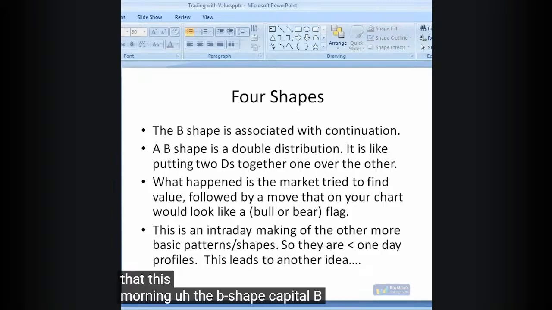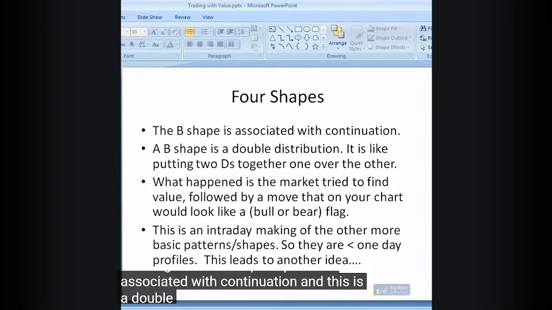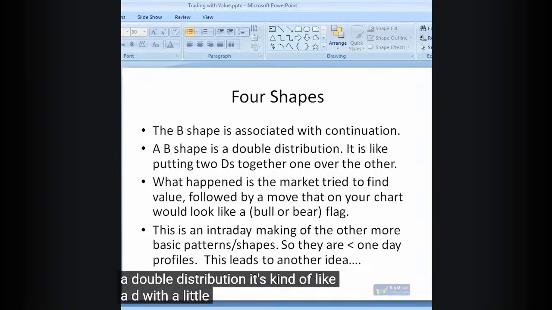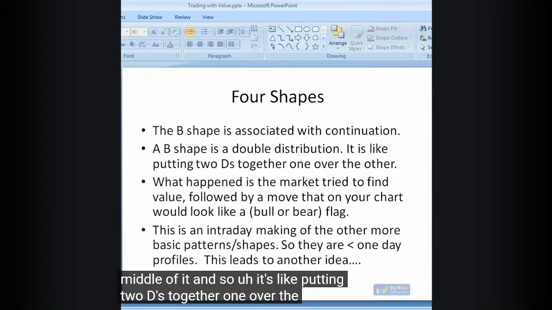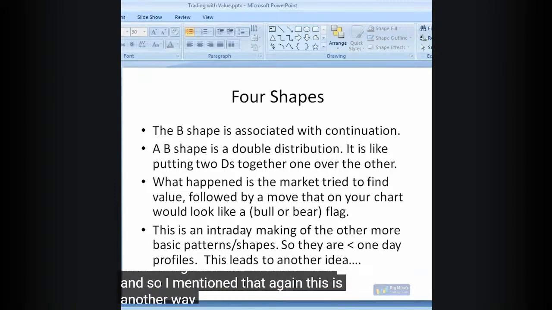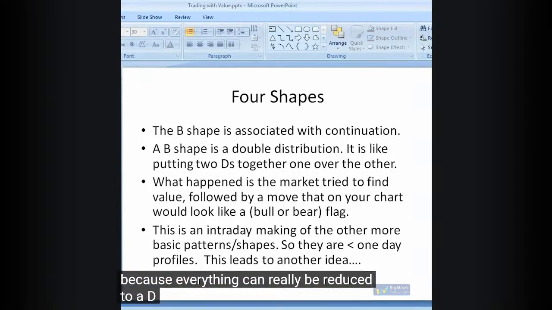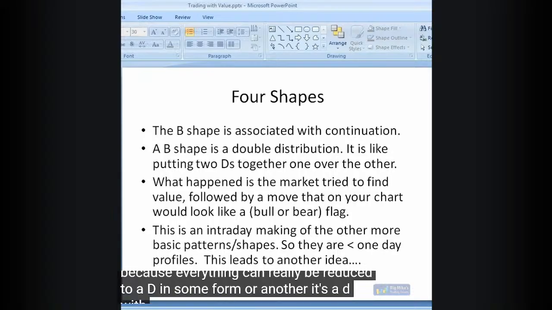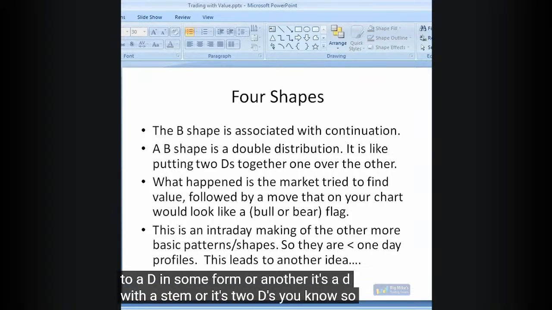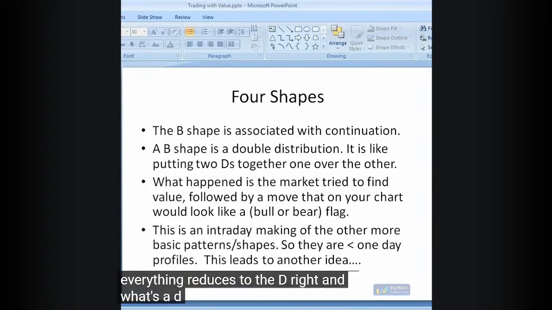The B shape, capital B, is associated with continuation. And this is a double distribution. It's kind of like a D with a little punch right in the middle of it. And so it's like putting two Ds together, one over the other. And so I mentioned that again, this is another way of expanding your thinking, because everything can really be reduced to a D in some form or another. It's a D with a stem, or it's two Ds. So everything reduces to the D, right? And what's a D? It's a normal distribution.